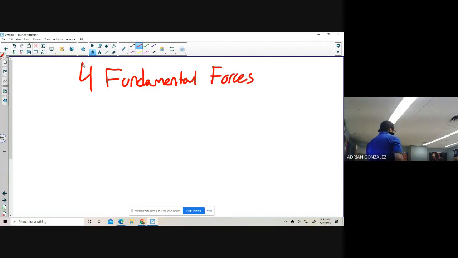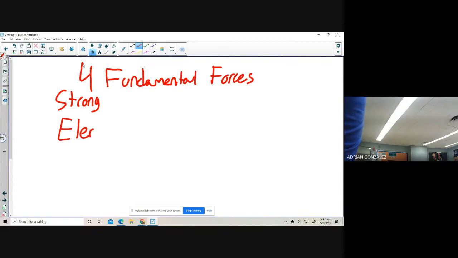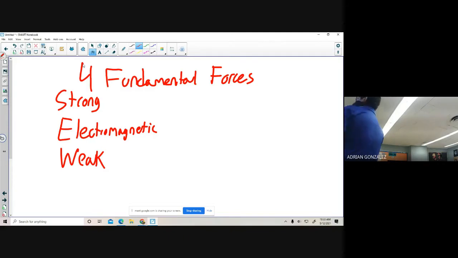We've talked about these before. So we have the strong force. We have the electromagnetic force. And we have what we call the weak force. And then we have the fourth one, which we've talked about a lot. Gravity.